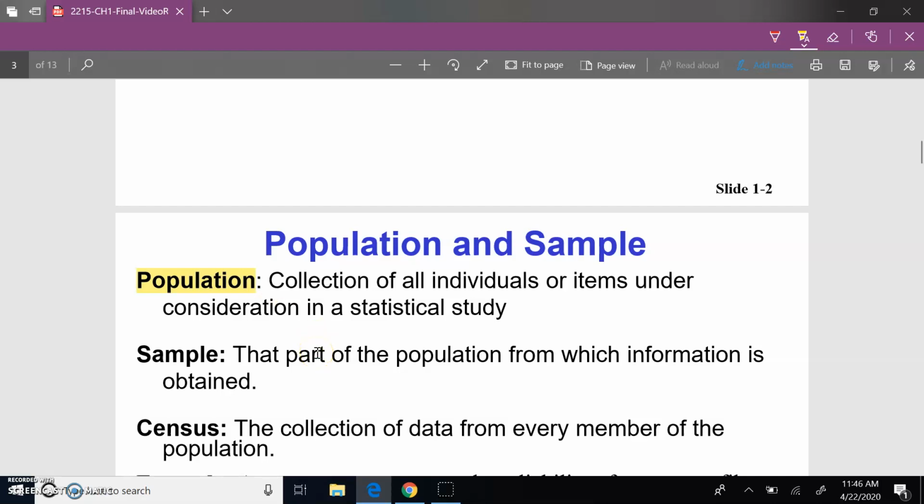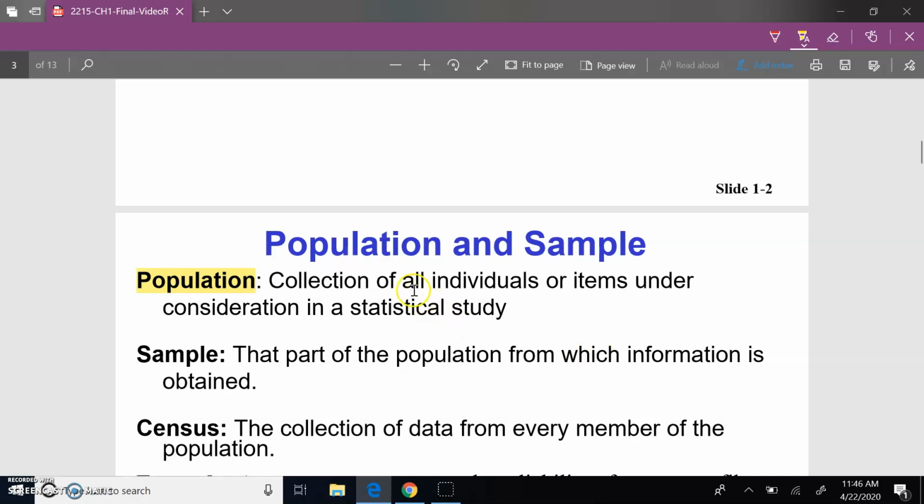And what is a sample? A sample is a small part of the population. It's just a small part of it, right? And it's not the whole population. It's just a small part of it from which we get the information. Such a small part of the population is called a sample. So when we are dealing with data, you should be very clear about that. Either we are talking about sample data or we are talking about population data.